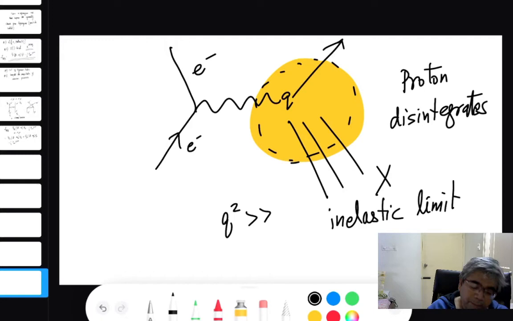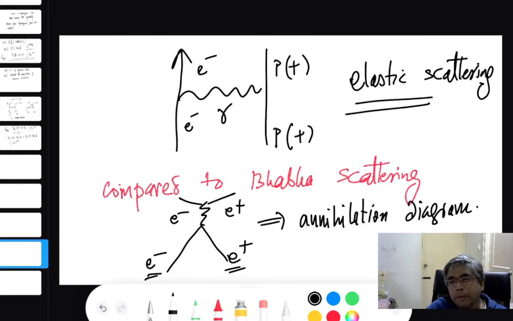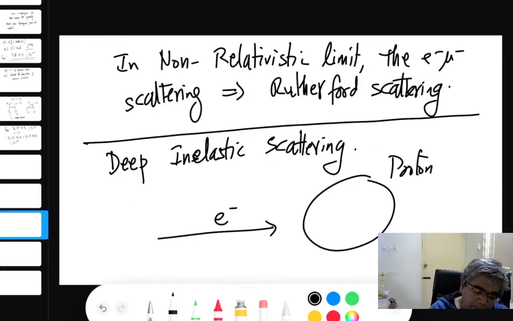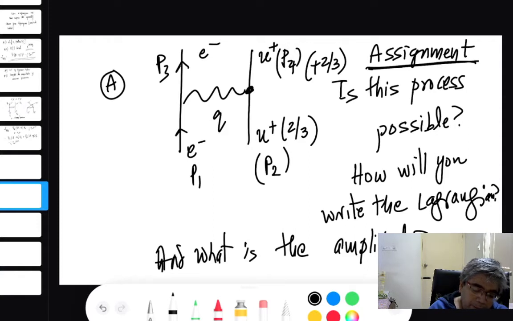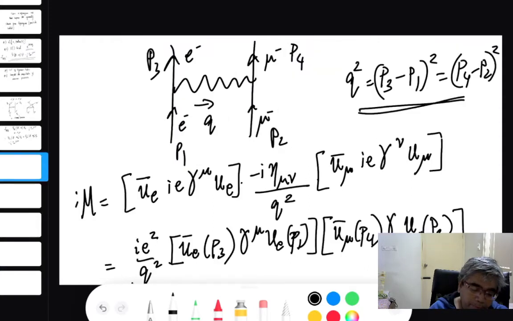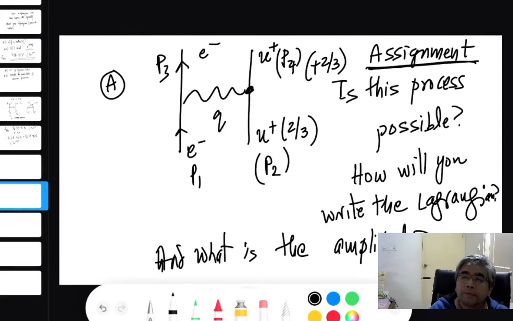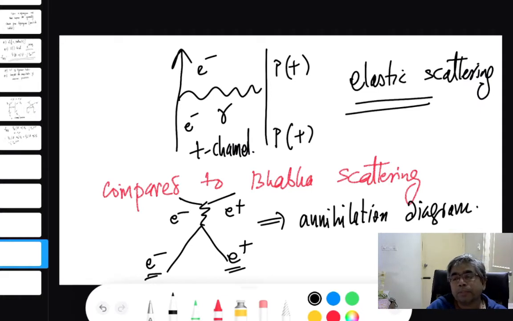But the elastic limit, which we are looking at, say for example, an electron interacting with a proton, has just one diagram, the T-channel diagram. We'll have the same elastic amplitudes as in electron-muon scattering, except that in the case of the quark, instead of the proton, you have to put the charge of the quark carefully. Otherwise, the elastic limit of electron-proton scattering is very much similar to electron-muon scattering, which depends upon the momentum difference between the outgoing electron and the incoming electron. That's it.